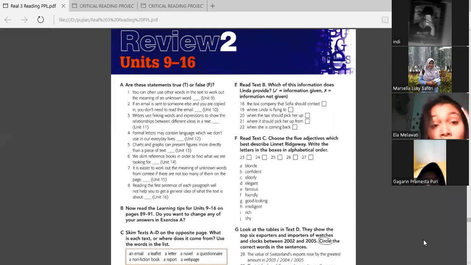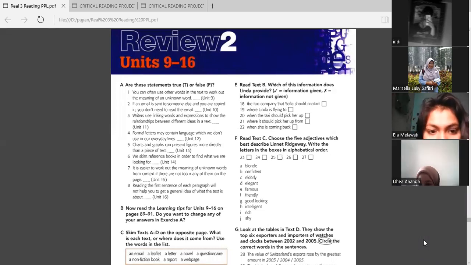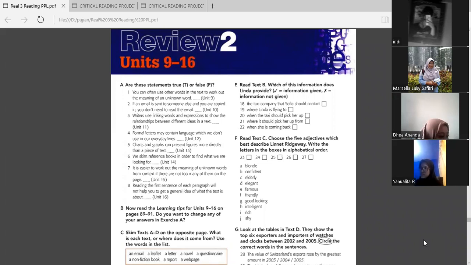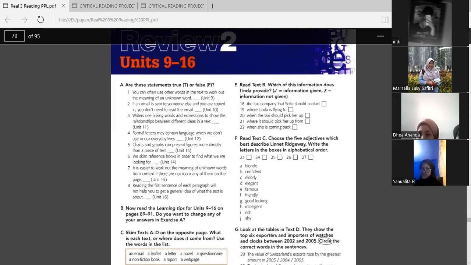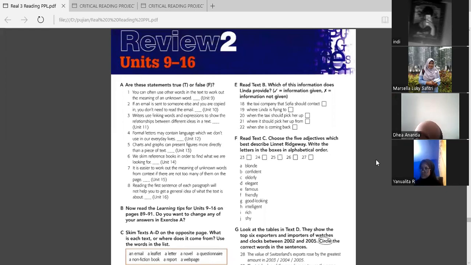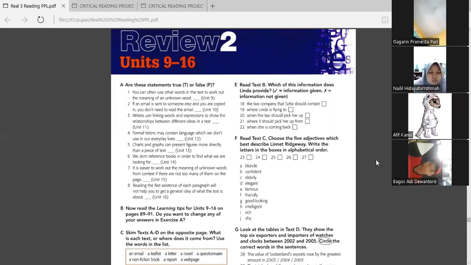Ella. Going on. Here we go. Number three. Writers use linking words and expressions to show the relationships between different ideas in the text, unit 11. True or false? I'm not sure, but true. True, all right, good. Okay, number four, Nailil.